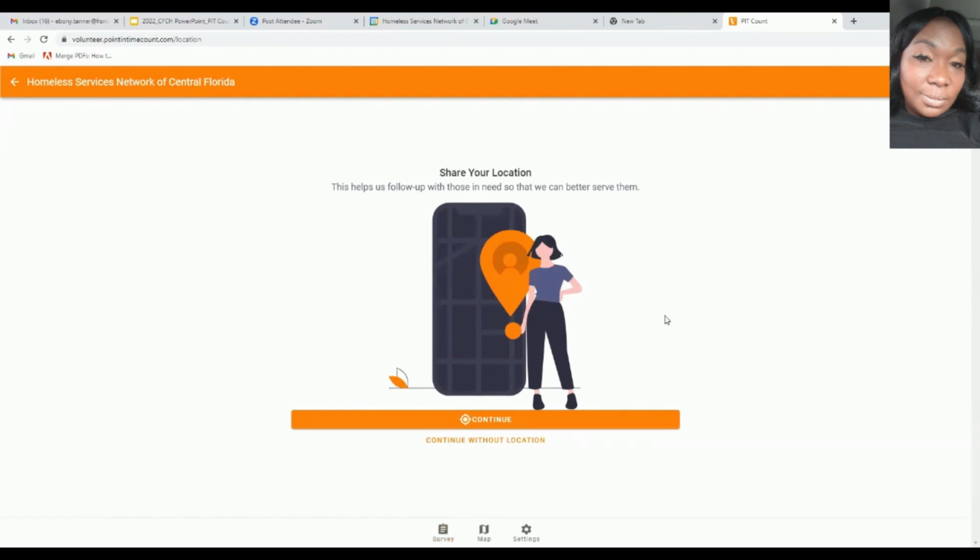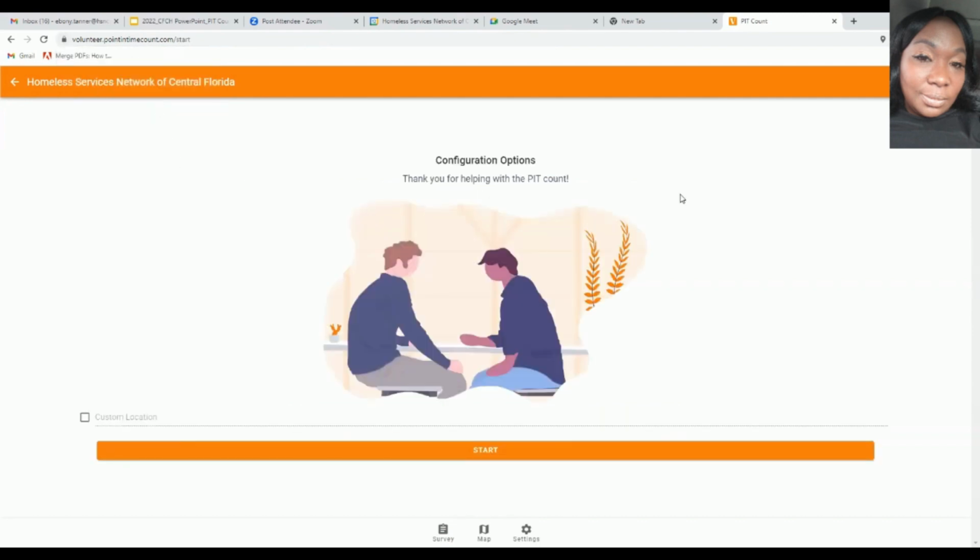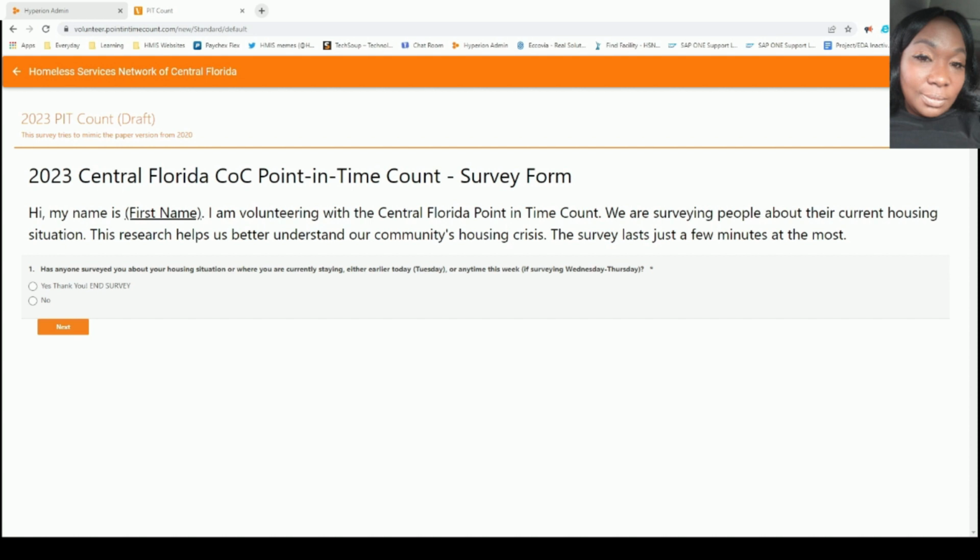You want to ensure that you are sharing your location. It's very important to ensure that your location is shared, and continue. If you're unable to share your location, you have the option to put in whatever county you are in the custom location box.